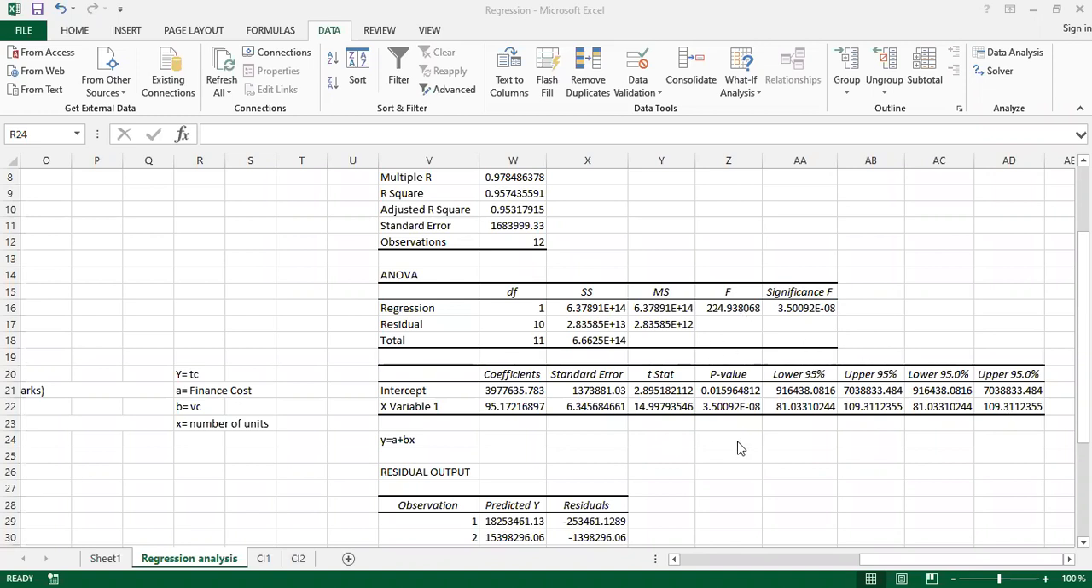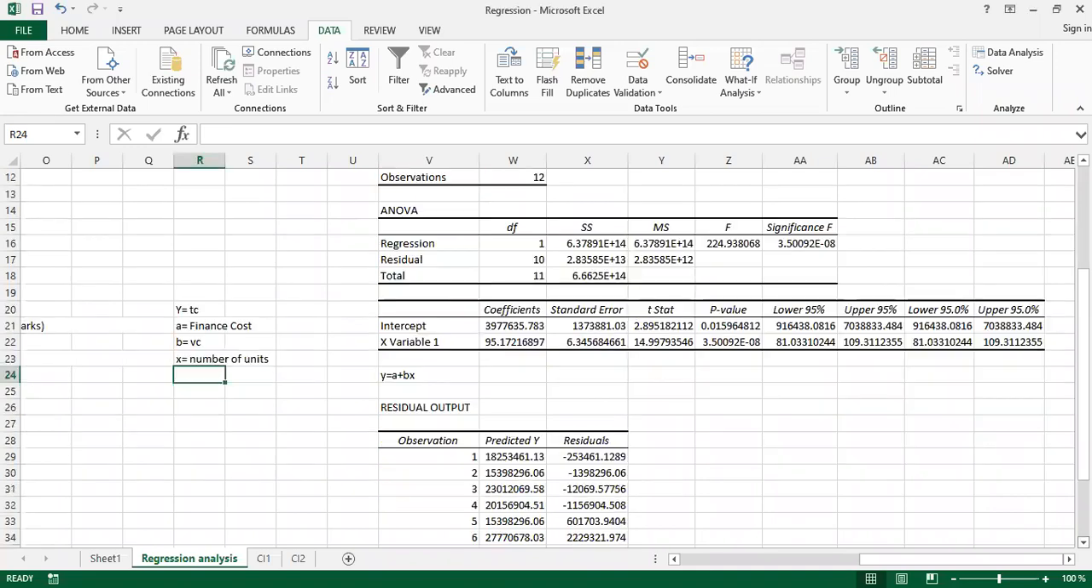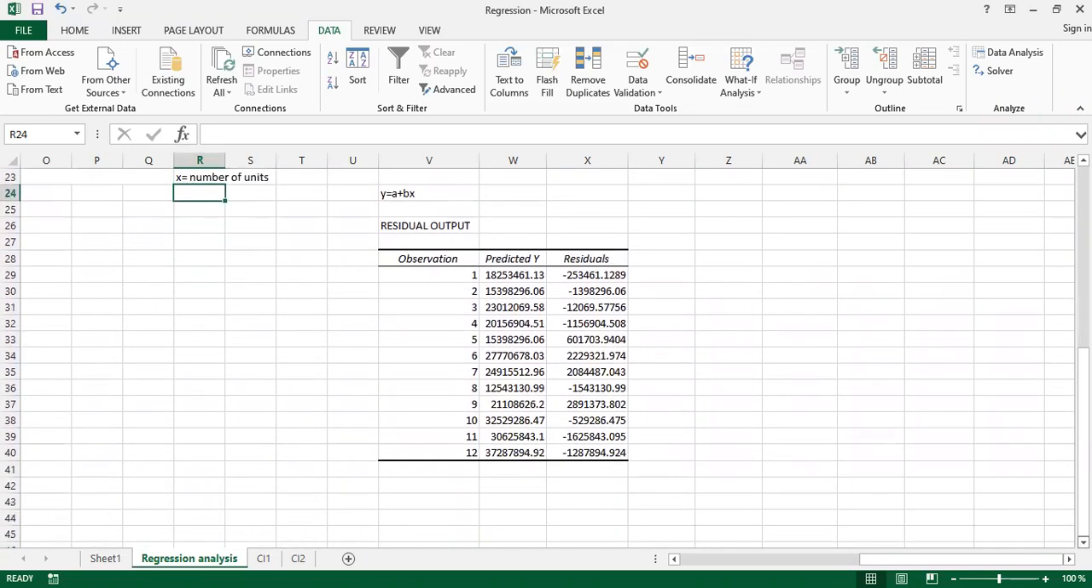The probability value. And here we have the confidence level. So we have the lower 95 and we have the upper, the lower and the upper. And here we have already been given the confidences.